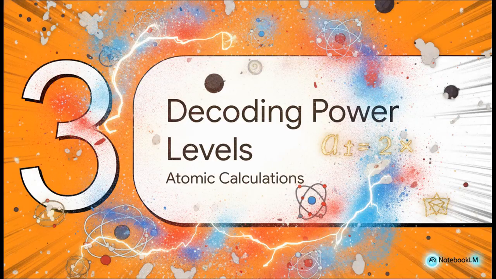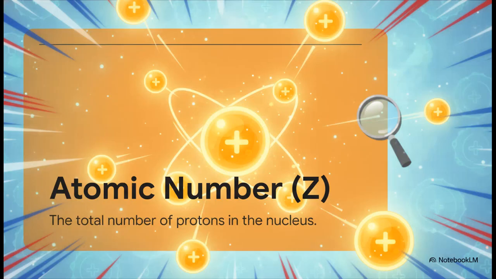Now let's get into Section 3, decoding atomic power levels. With the physical structure of the atom finally stabilized and mapped out, the next step was figuring out how to categorize it all. Scientists needed to decode the properties of these elements through atomic calculations. First up is the atomic number, universally represented by the letter Z.